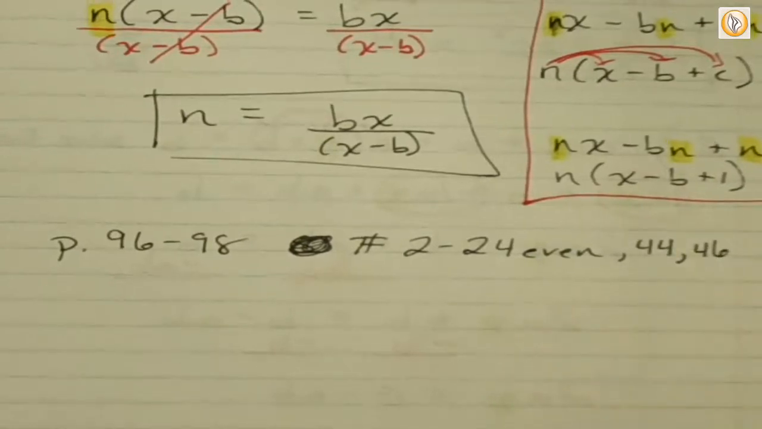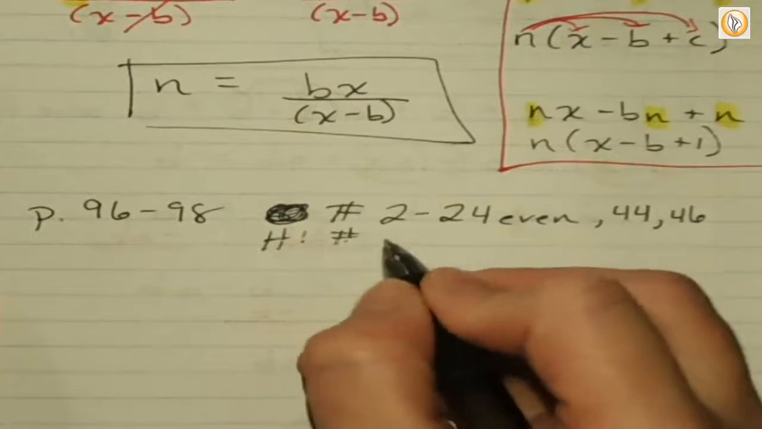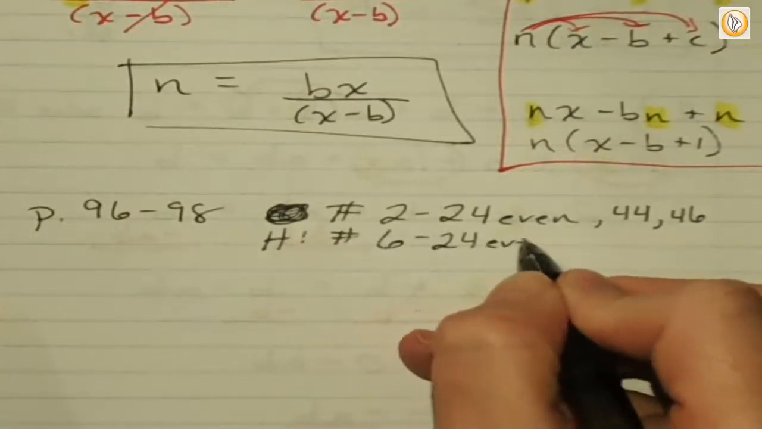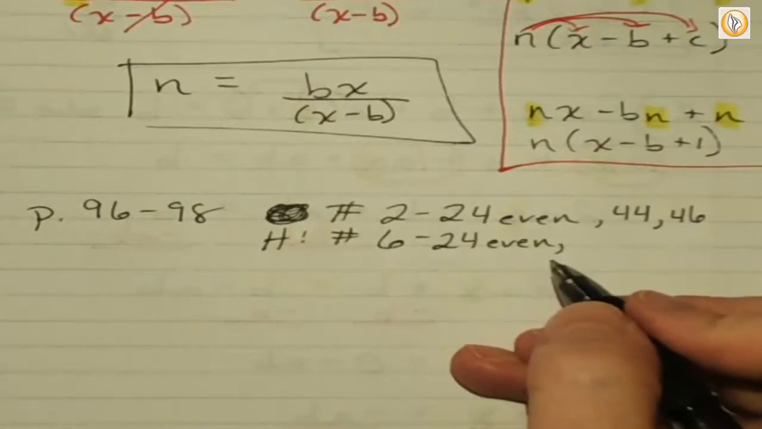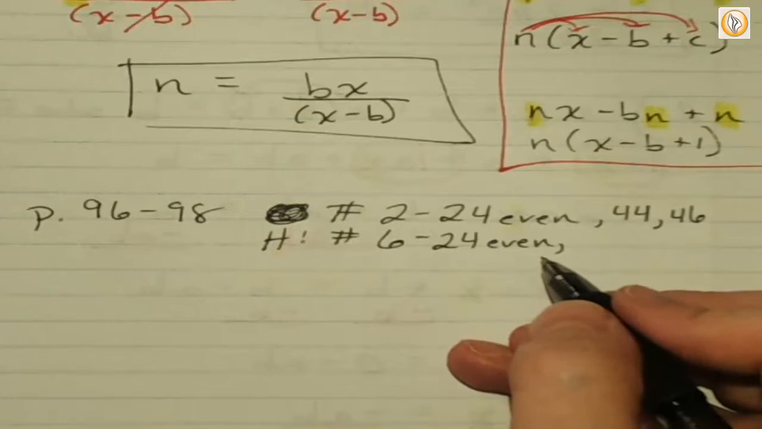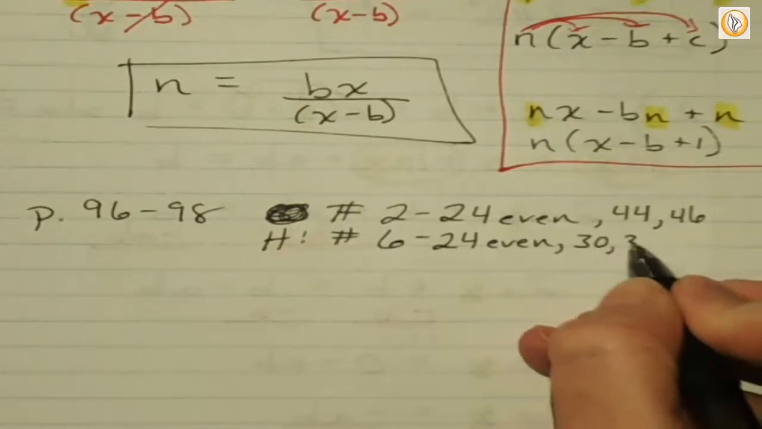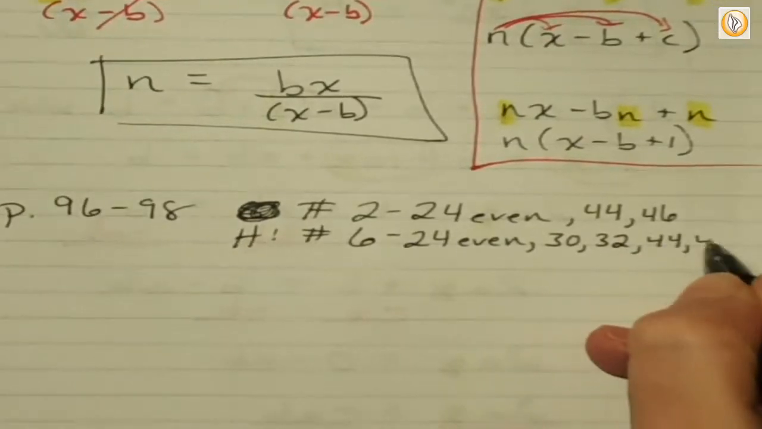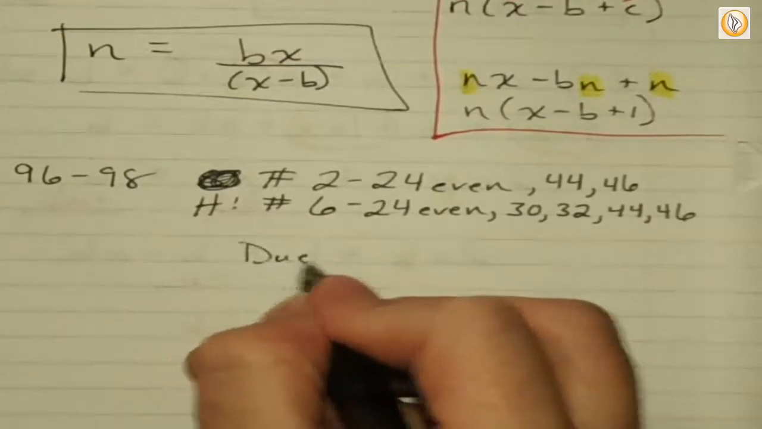Okay, so that's like 14 problems. I think. Maybe one more. Honors: 6 through 24 even. Ooh, I'm gonna challenge all day. I know it's Friday, but I'm going to blow your minds. 30, 32, 44, and 46. Alright, that is due Monday.